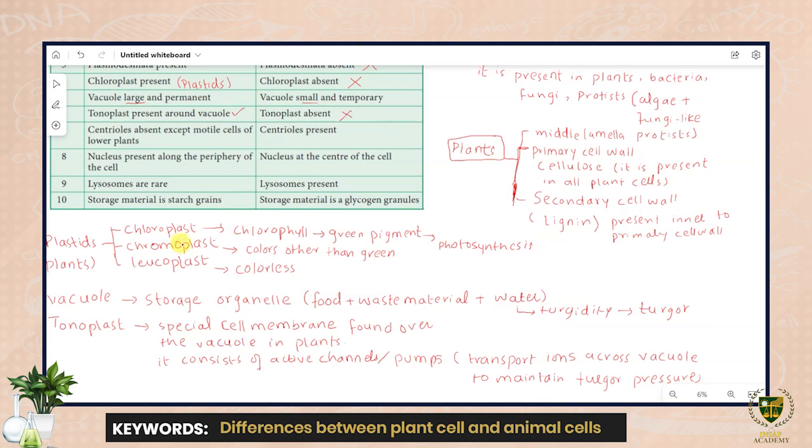Clear? तो चूंकि एनिमल्स में टर्गर प्रेशर मेंटेन करने की ज़रूरत नहीं है तो अल्लाह ताला ने इनके अंदर टोनोप्लास्ट नहीं रखी, जबकि in the plant cells, it is needed in order to maintain the turgor pressure, so that in them there is present. Clear? Now the next one is the centrioles.